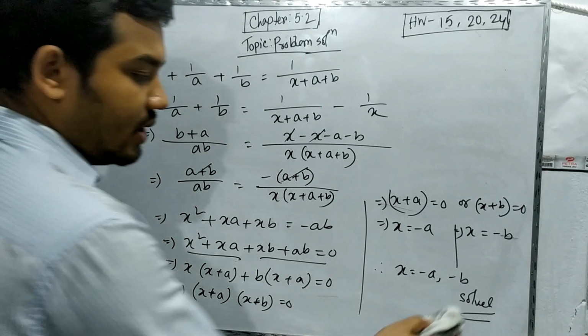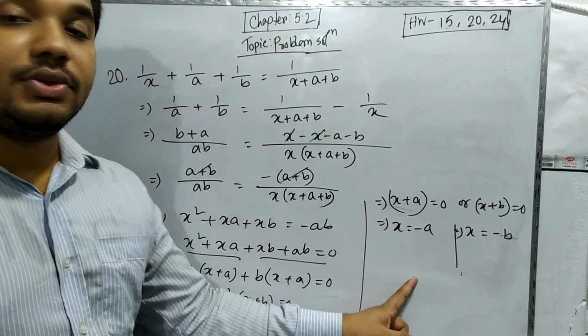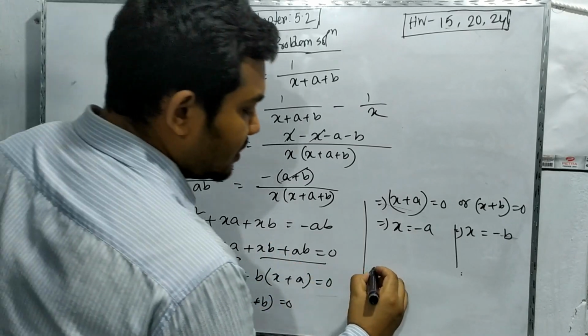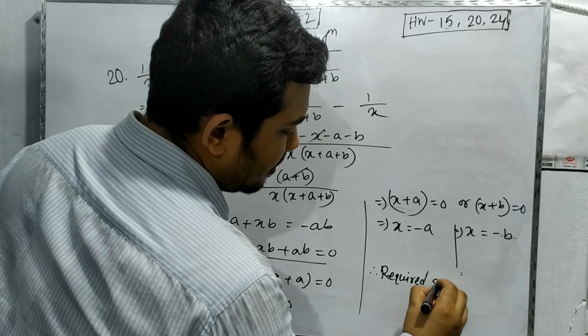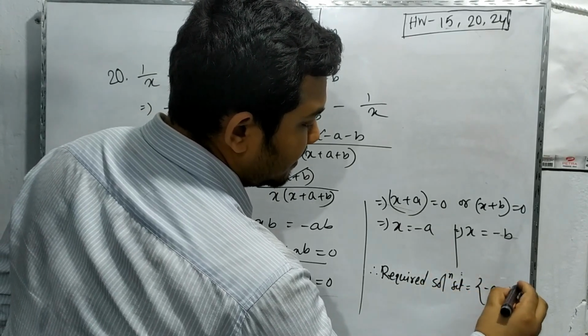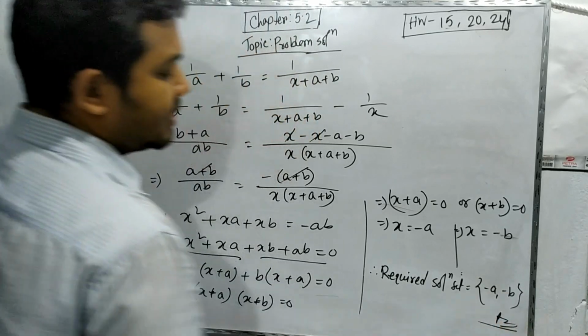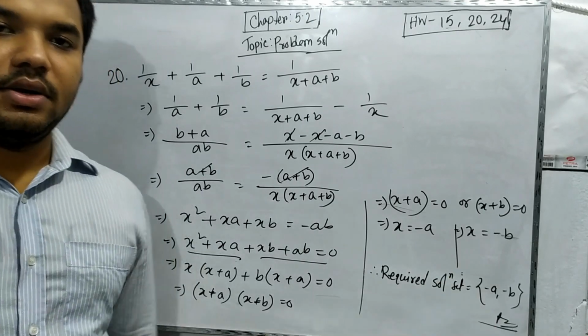Here I was talking about how you have to find the solution set. So our required solution set will be minus a, minus b. That is the required answer. Okay, since this is the solution set, so this.